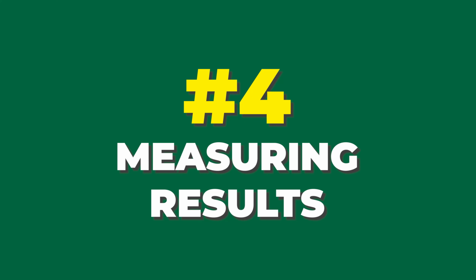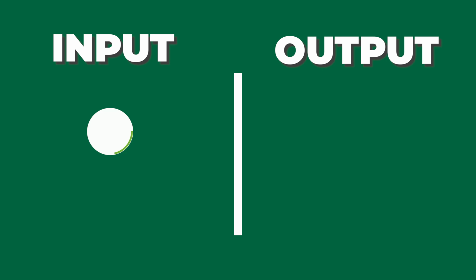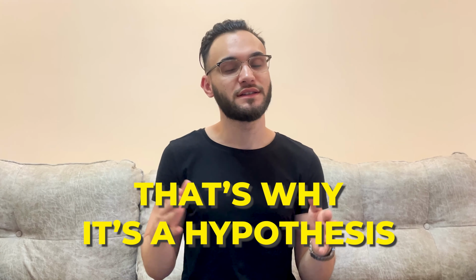And number 4 is, what do you think is going to happen? So first of all, did I do the input? Did I reduce the call time from 37 minutes to 5 minutes? If we did, then that's agreed. And here's where it's important. We may have decreased the call time to under 5 minutes, but we may have not increased the scheduling at all. That's why it's a hypothesis.